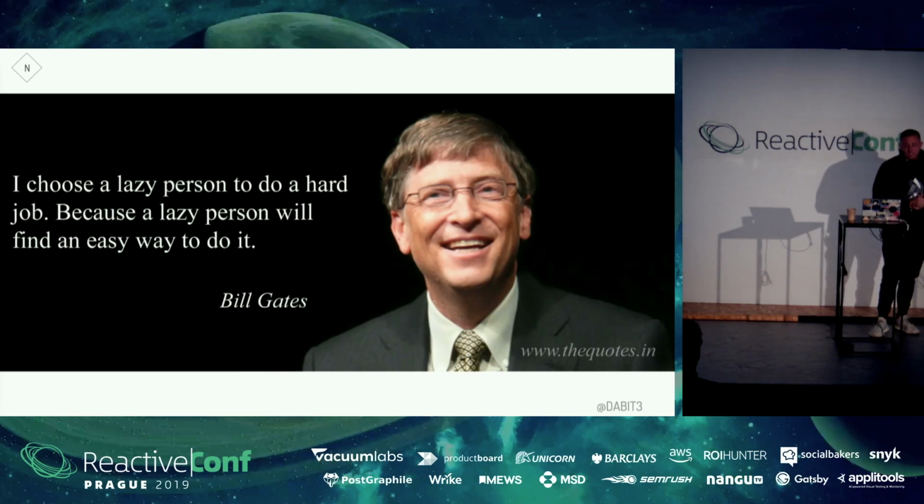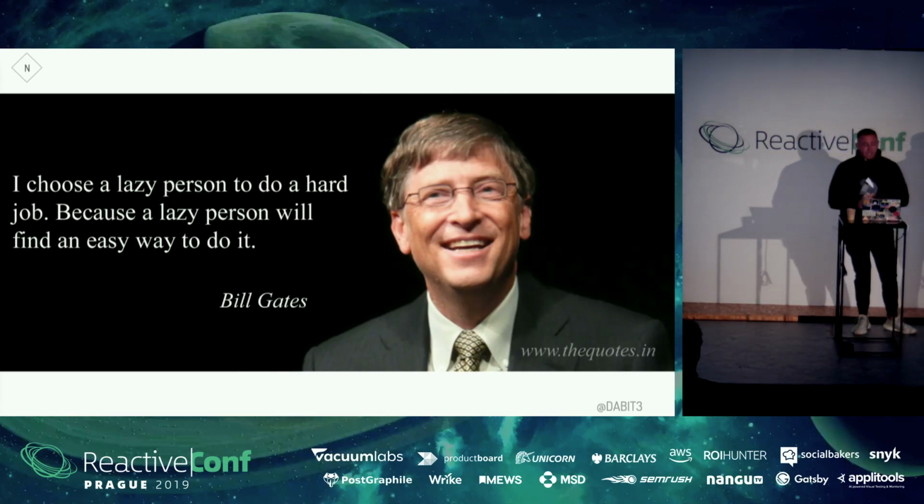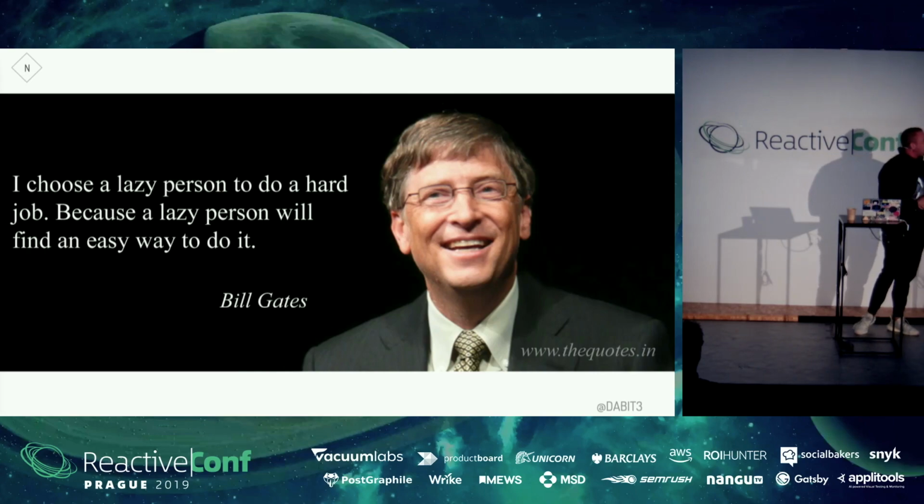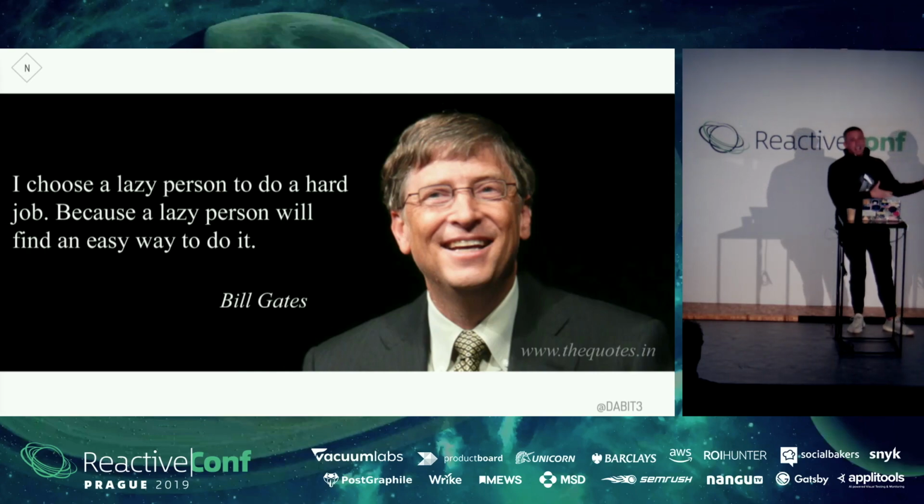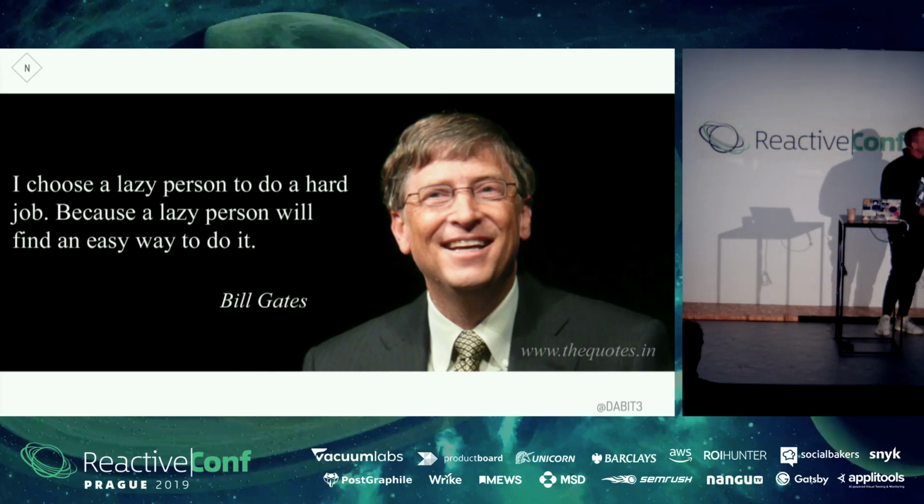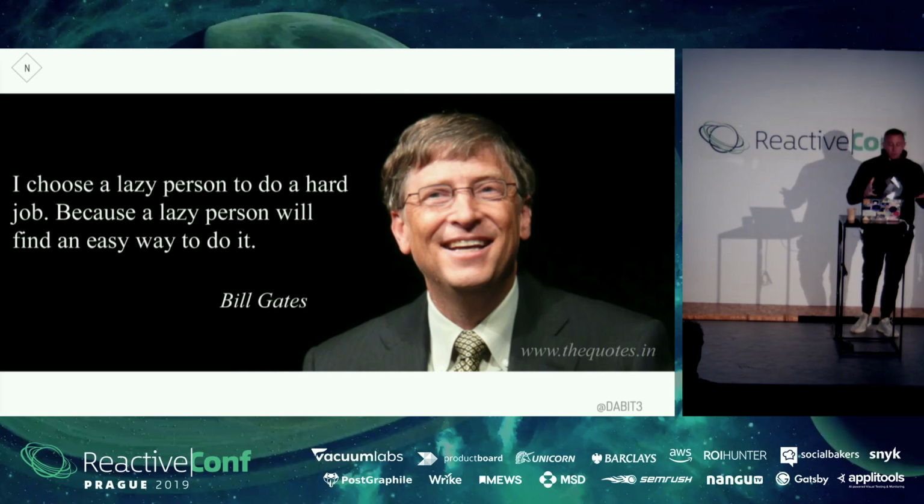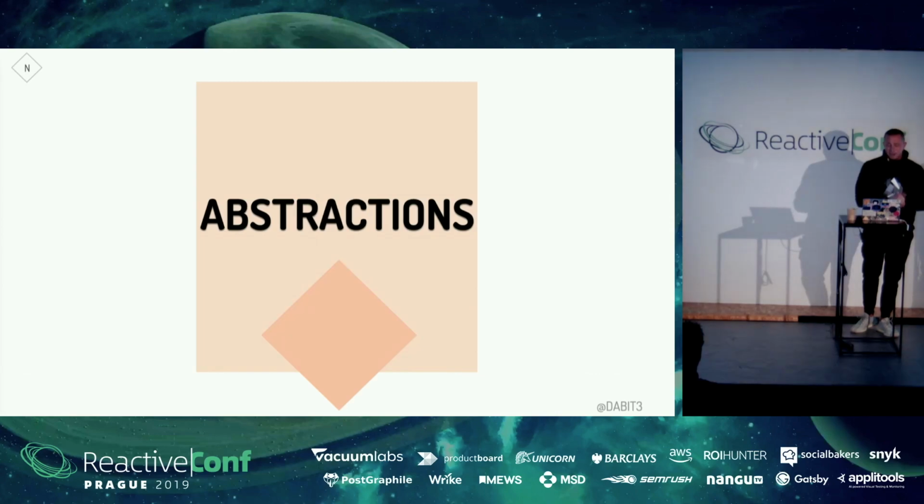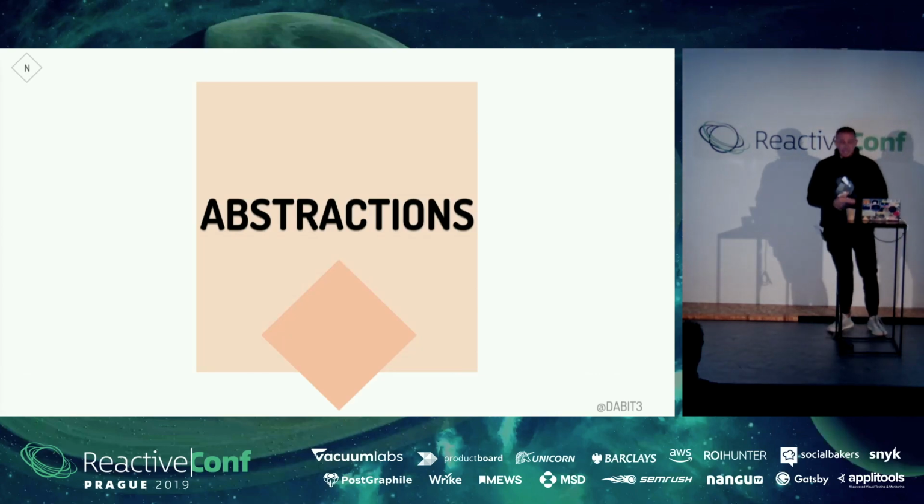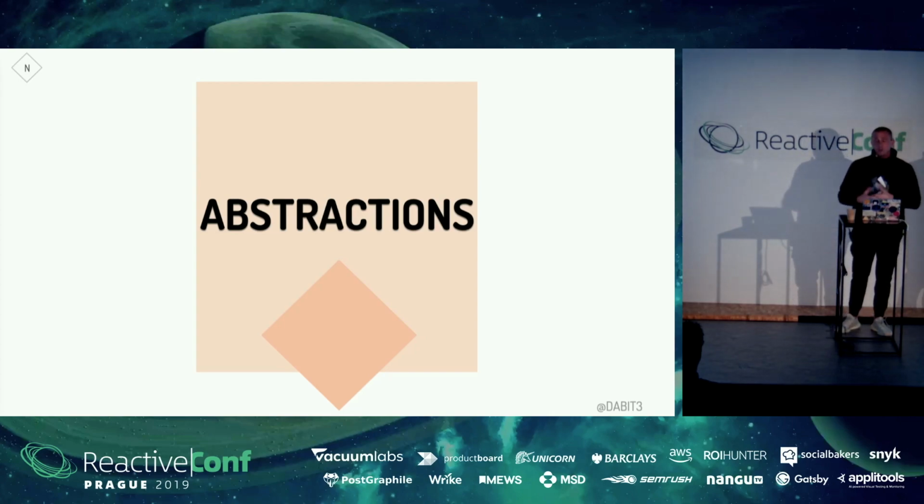To start this off, I really like this quote from Bill Gates: I choose a lazy person to do a hard job because a lazy person will find an easy way to do it. I don't think he means lazy in the sense of sitting at home, sleeping late, watching SpongeBob, and not going to work. I think what he means is lazy in the sense that I'm not going to do something if someone else has already done it, or I'm going to find some abstraction that makes the end goal easier to accomplish versus reinventing the wheel, or just being efficient with things in general. And this starts off in our world with abstractions.